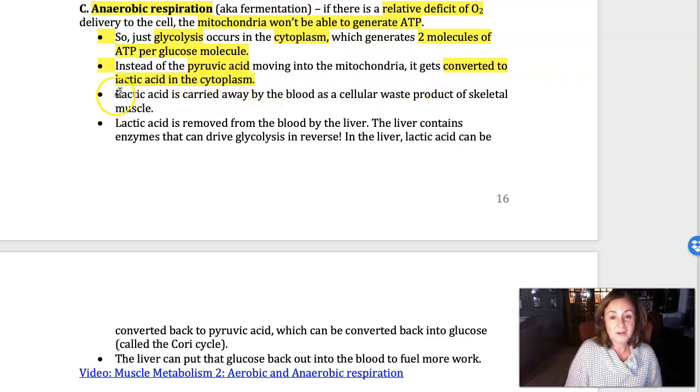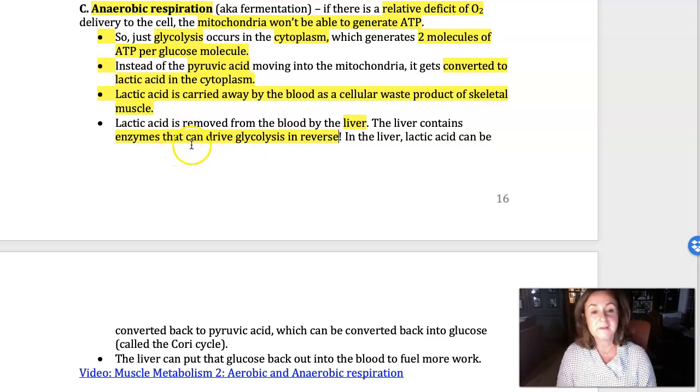And then we can just carry that away, and the liver can actually take that lactic acid and, unbelievably, given the extremes that we go through to keep ourselves going, the liver has the enzymes necessary to drive glycolysis in reverse. So the liver can actually take the lactic acid, convert it back to pyruvic acid, and then convert it back to glucose. That's called the Cori cycle, and then the liver can put that glucose back into the blood to fuel more work. So, it's incredible.